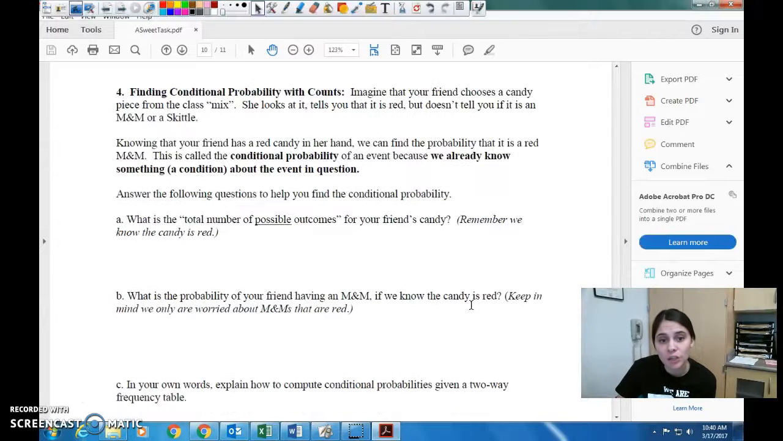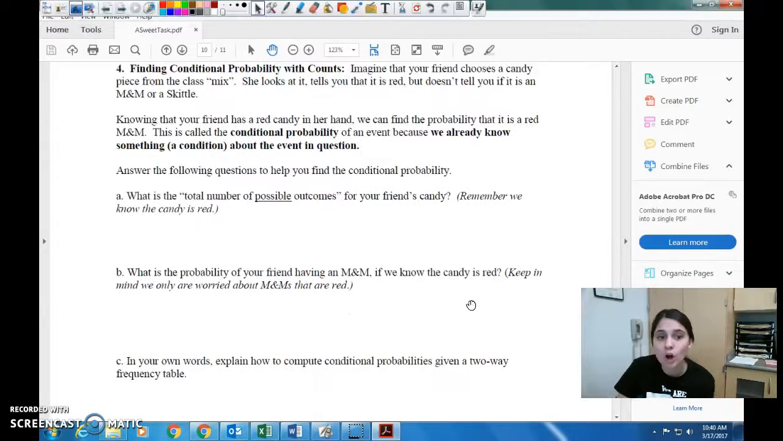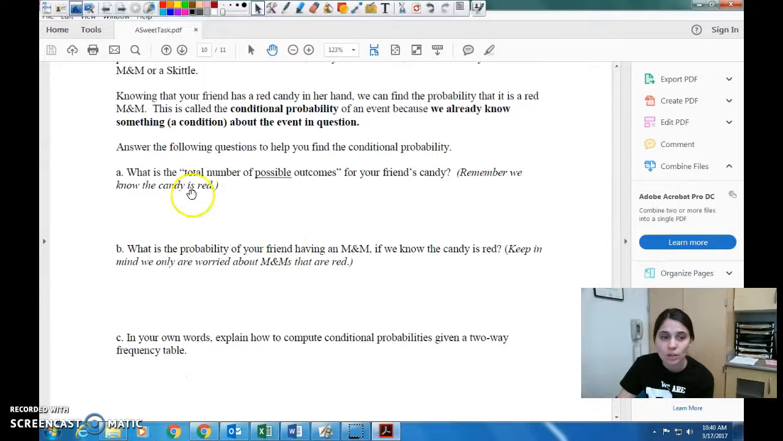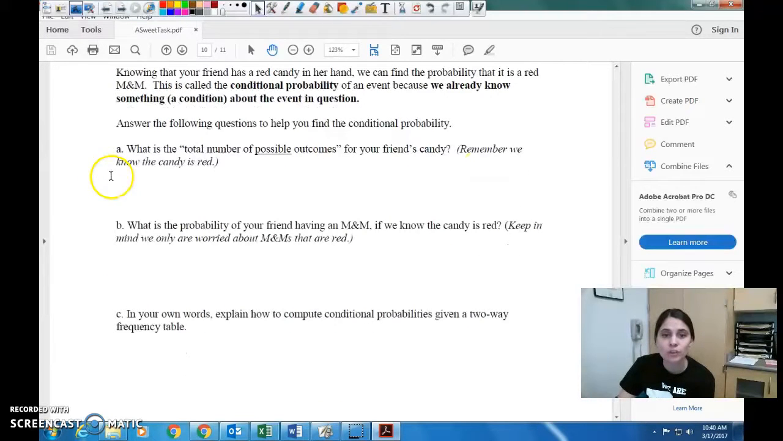This is called the conditional probability of an event because we already know something, a condition about the event in question. So we're going to look at the following questions. We know, this little reminder, we know the candy is red. So we want to know the total number of possible outcomes for the candy when we know that it's red.